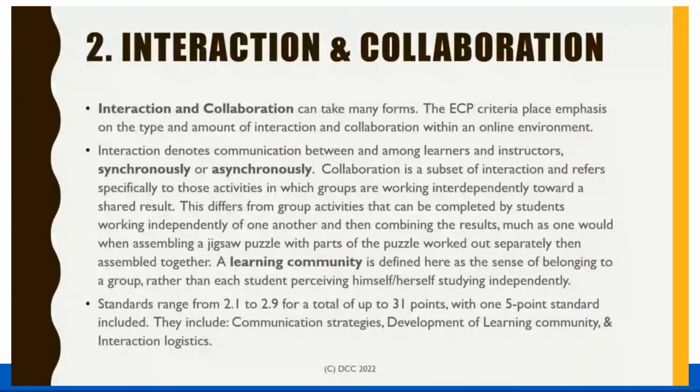Section 2 of the rubric covers interaction and collaboration, and they can take on many forms. You can have asynchronous or synchronous communication. It seems like a lot of things are aiming towards synchronous communication, but this is not always possible in an online course. There's ways to do it. I have Collaborate sessions. I've met with students via Teams, Zoom meetings, you name it. But you can also do things asynchronously.